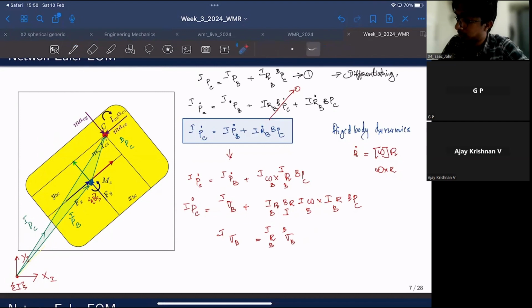Right? So this term is equivalent to this. Velocity of B represented with respect to I is nothing but velocity of B represented in its own frame of reference, then pre-multiplied by the rotation matrix that maps it to the initial frame of reference. So if I replace this term with this, I'll end up with this expression.